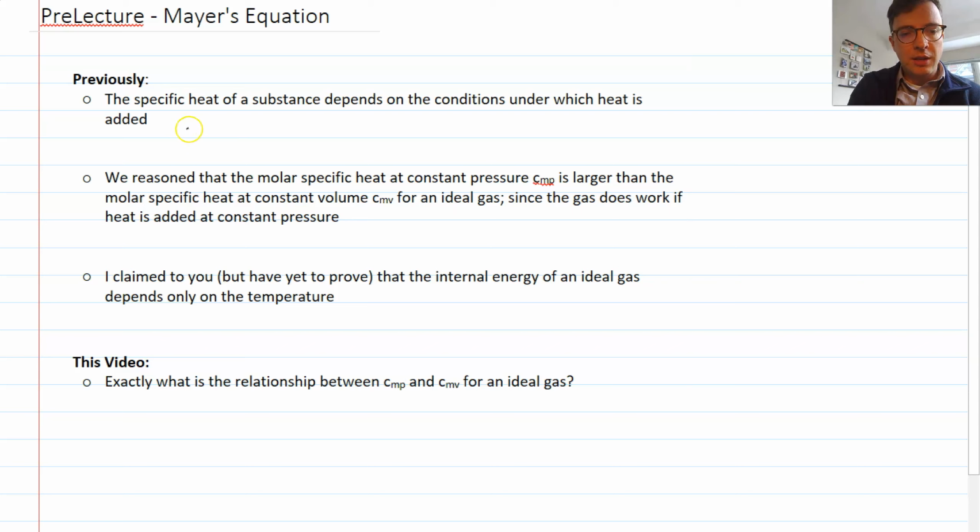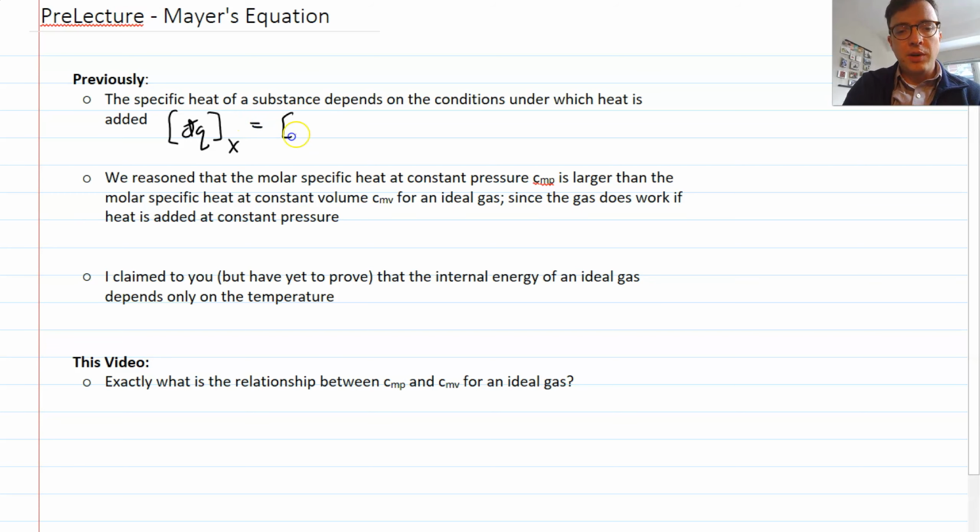The main equation to think about here is something that I wrote like this: dq at constant x. So I'm adding a small amount of heat, keeping x constant. And x is a placeholder for some state variable. It could be pressure, it could be volume, it could be something else. So I'm adding the heat, holding x fixed.